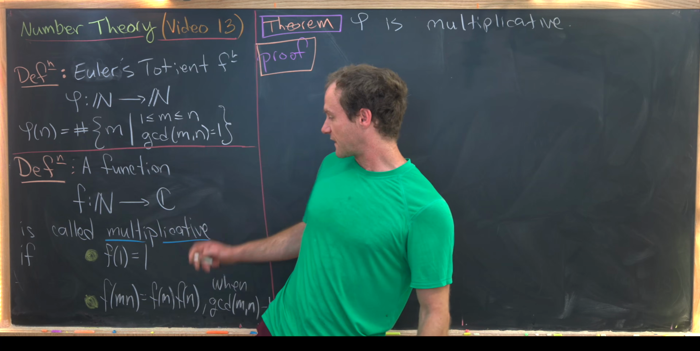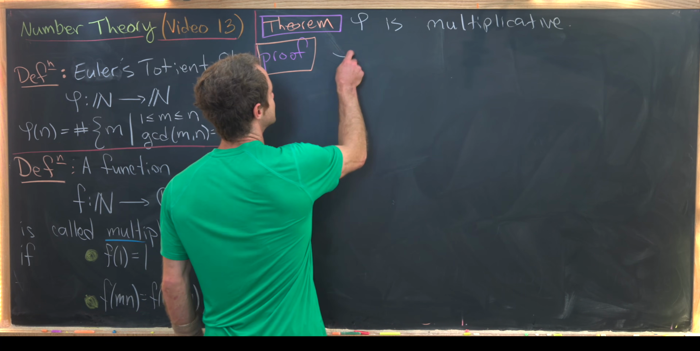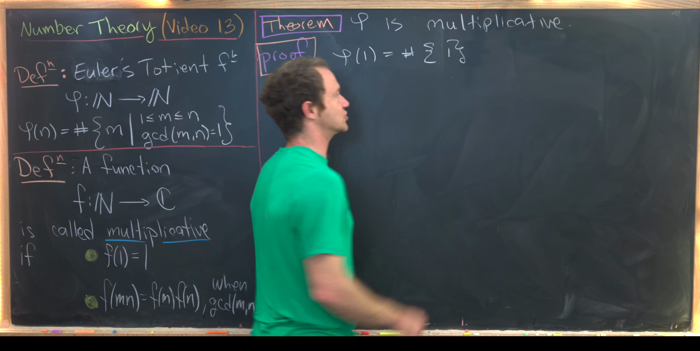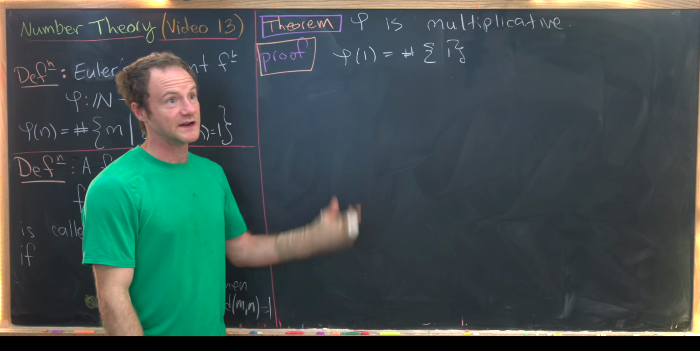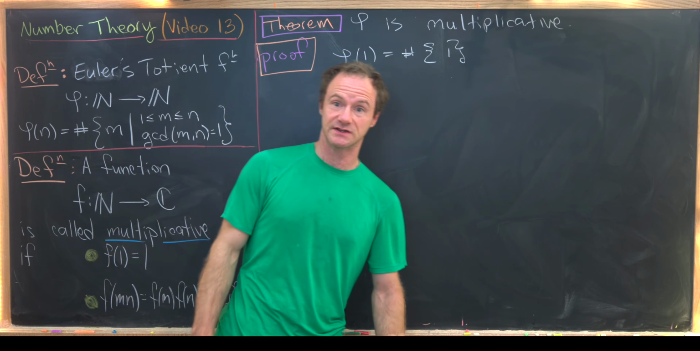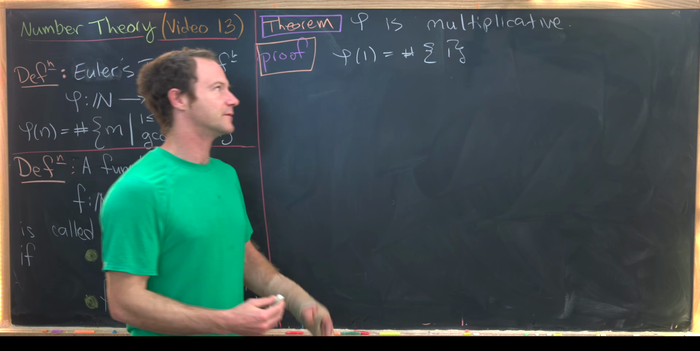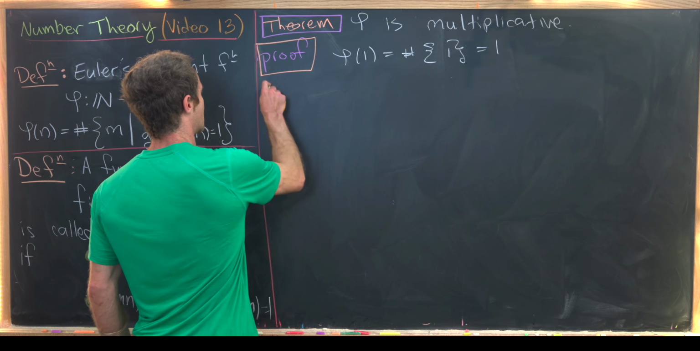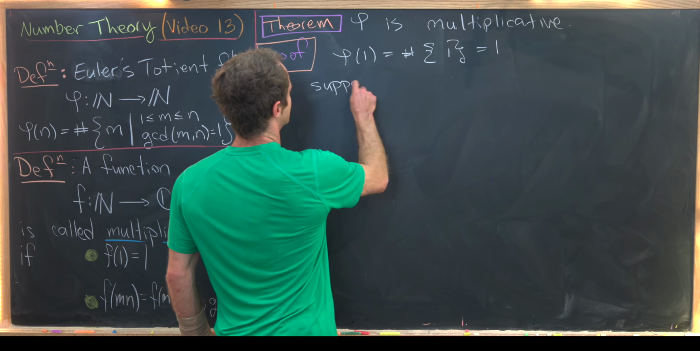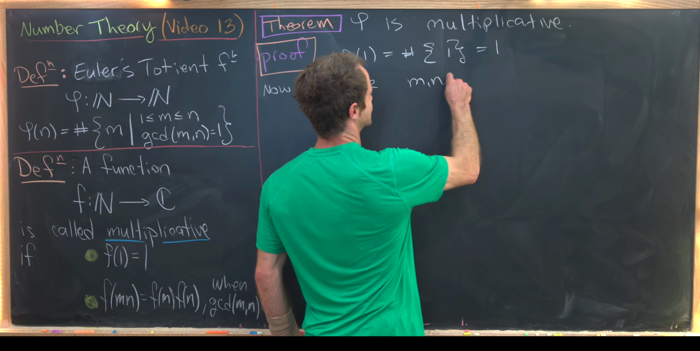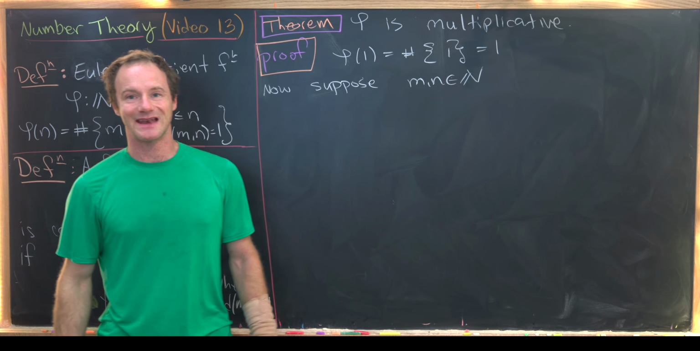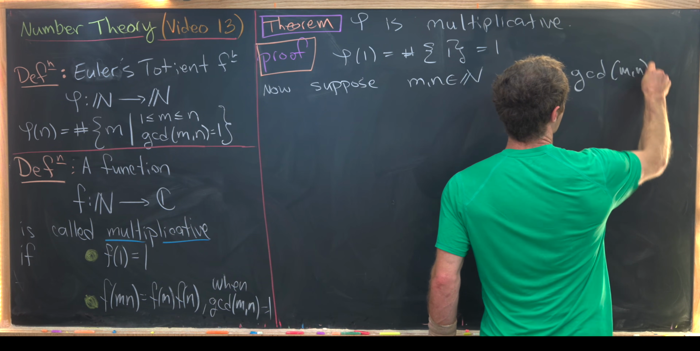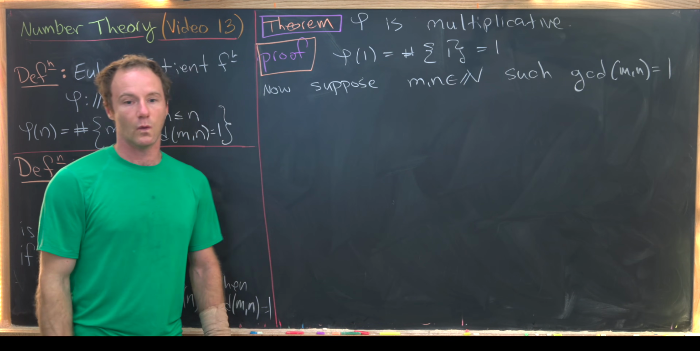We'll start by proving that the first condition holds, but that's pretty easy. Notice that phi of 1 is the number of elements in the set containing just 1. Why is that? Well, 1 is the only number between 1 and 1 that has GCD of 1 with 1. So we're pretty good to go there. This is equal to 1. Okay, so now we want to suppose that we've got a pair of relatively prime natural numbers. I'll call them m and n. Like I said, they're relatively prime, or in other words, their GCD is equal to 1.